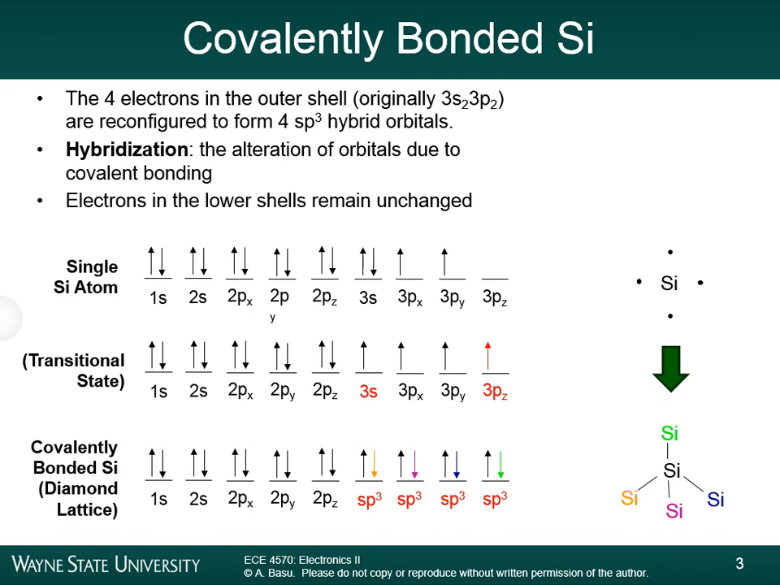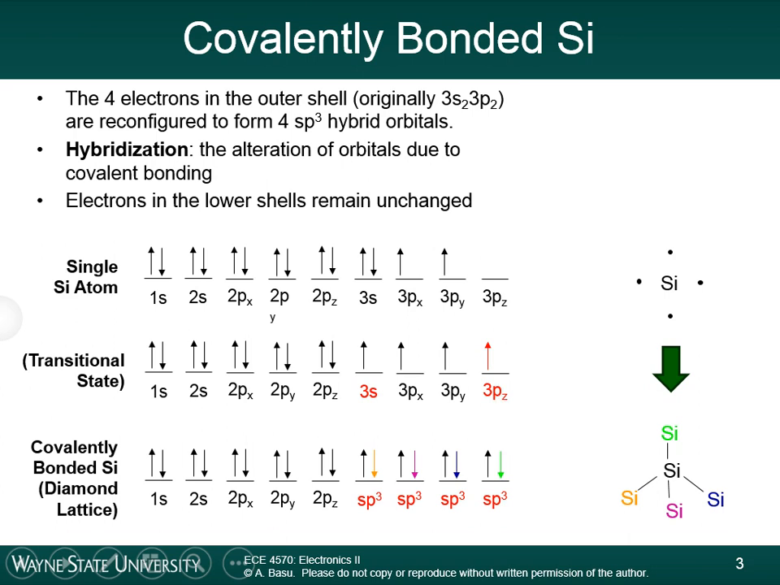So starting with covalently bonded silicon. Over here on the right side, this is silicon. Silicon has 4 electrons on its outer shells. And the energy states for a single silicon atom, which is what we saw last time, were these. You had the 1s orbital, the 2s orbital, the 2p orbitals, 3s, 3p, and so on. We talked about how to fill up the electrons there.